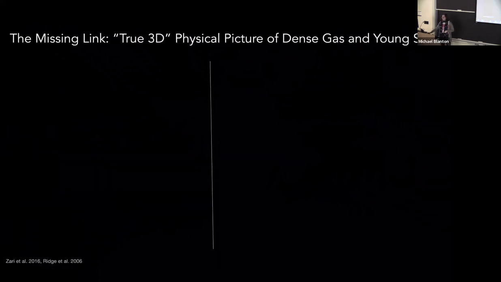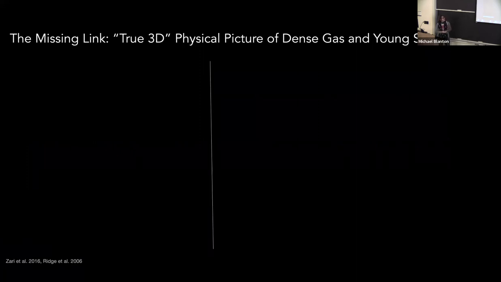So I want to emphasize this first punchline: we now have this 3D physical picture of dense gas and young stars, which is really transformational to studies of the interstellar medium and hasn't been possible except in the last year or two, really. So it's a field that's been transformed extremely quickly. And I want to give you a sense of what we had before these 3D views.